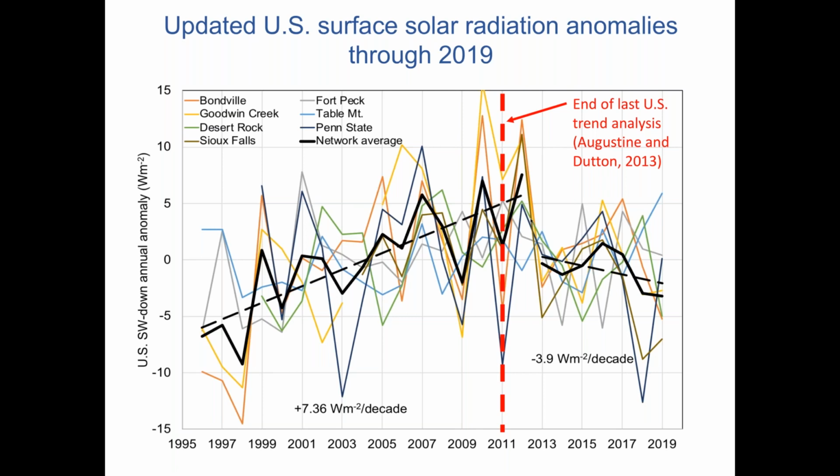In 2013, there was a precipitous drop. The network average reverted to about the long-term mean, and it oscillated around that for about 5 years. And then in the last 2 years, 18 and 19, it dropped. So that culminated in a new dimming trend of about 4 watts per meter squared per decade.